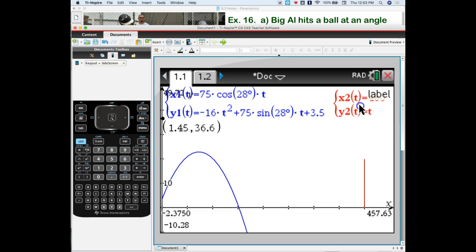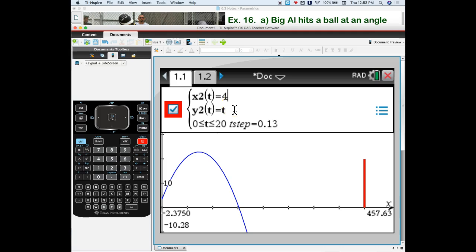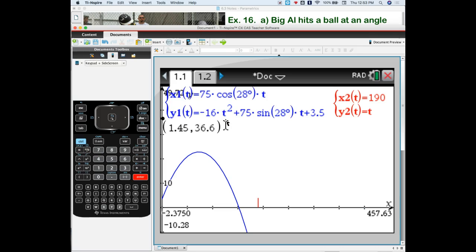Uh-oh. I don't think Big Al's hitting a dinger. Does Big Al hit a dinger? Nope. Big Al does not hit a dinger.